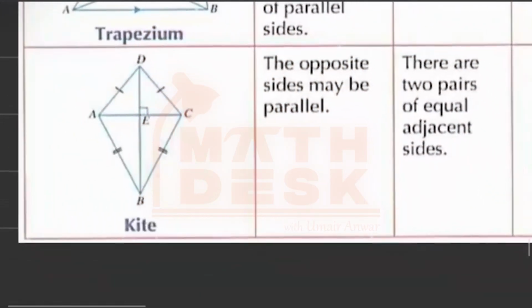Kite, the opposite sides may be parallel like this. They might be parallel, they might not be parallel. There are two pairs of equal adjacent sides. So AD and CD are adjacent sides because they are connected at a point and they are equal. Similarly, AB and BC are also equal and they are adjacent sides.